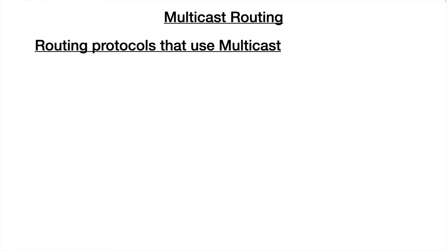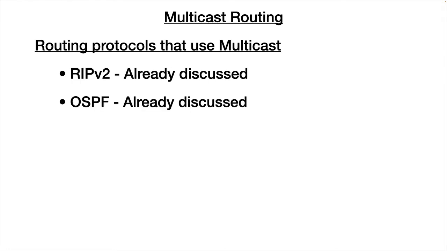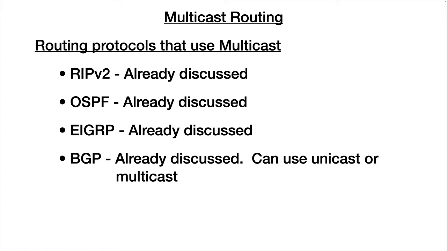So what routing protocols use multicast? There are several we've already talked about. RIP version 2, that was one of the big changes that we discussed, was the switch to multicasting. OSPF is a multicast routing protocol. We've already discussed that. EIGRP, same thing, we've already discussed it. It uses multicast. BGP, we've already discussed. It can use both unicast and multicast, but it does have a multicast mode. And then the one we haven't discussed is IGMP, which we will discuss next.